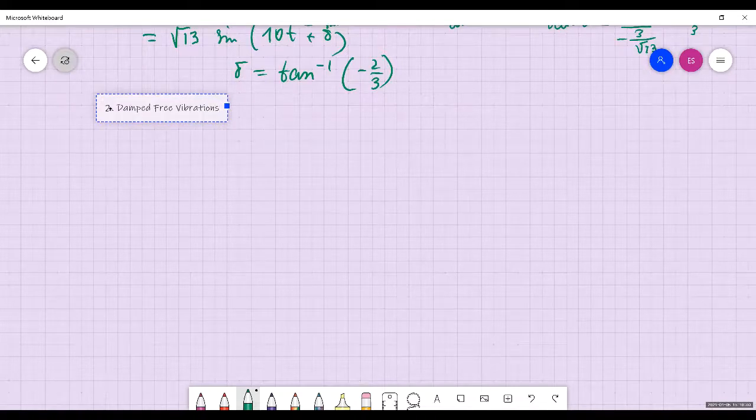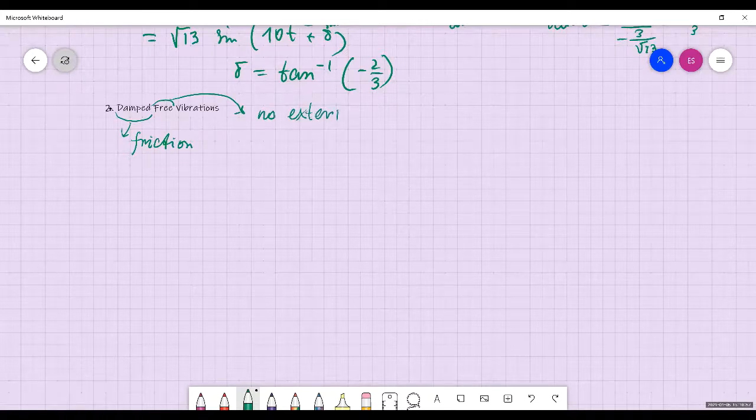Okay, now what is what here? What is damped? Damped means there is some friction. Free means no external force. Well, a typical example of damped free vibration is the same problem, but you have friction as in normal life. You cannot avoid any friction between the mass and any desk or table or whatever.